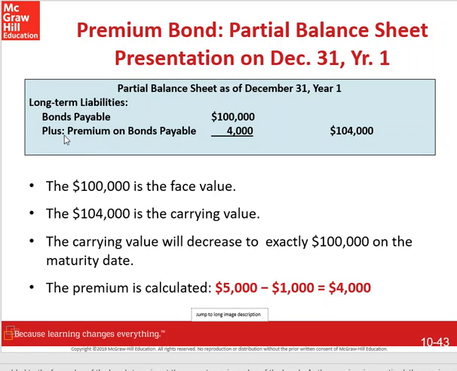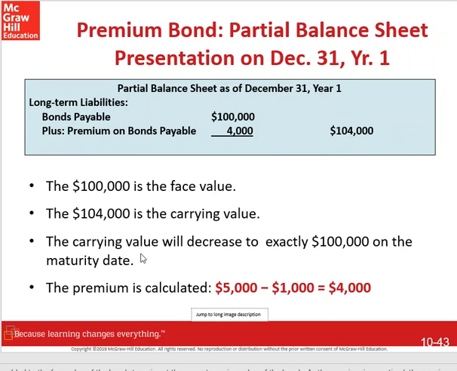They had it wrong in the slides. I hope it's right in your textbook. We add the premium on bonds payable, which is now down to $4,000 because we just amortized $1,000 off of it. And we've got $104,000, which is the carrying value. So again, in terms of terminology, $100,000 is the face value or the principal, and $104,000 is now the carrying value after we amortize for 1 year.